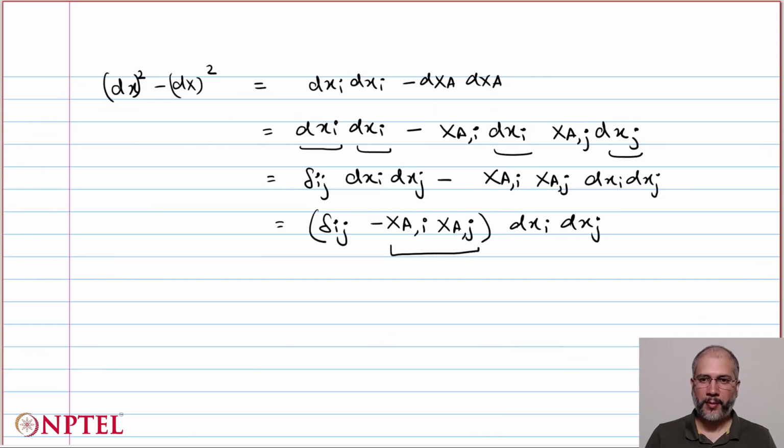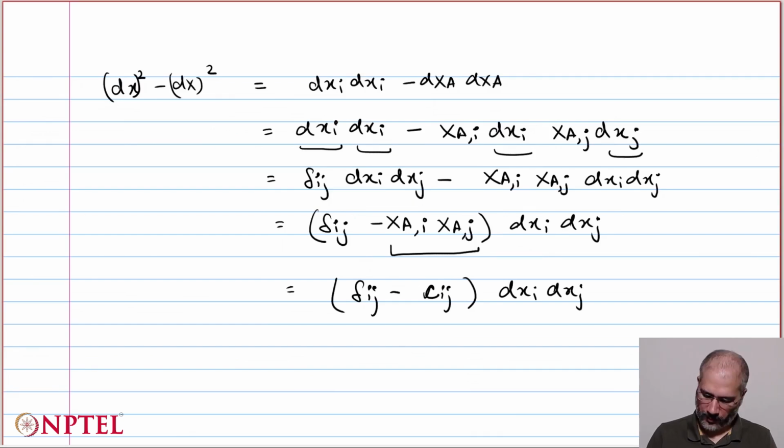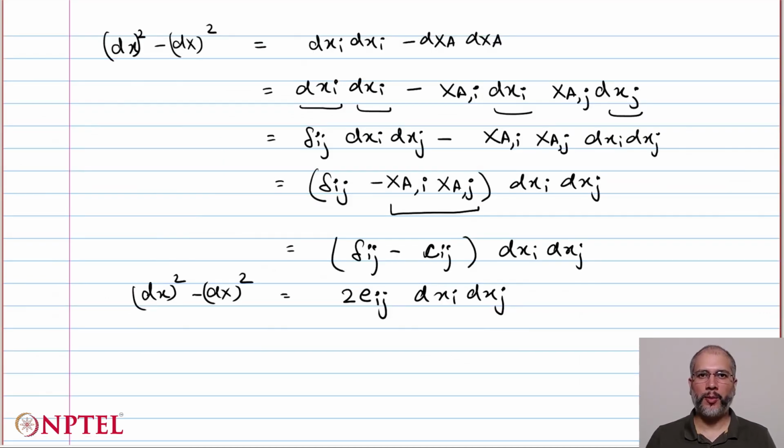so this quantity here, we will call this small c_ij, and this delta minus small c, we will call this twice of small e_ij, and then we have dx_i dx_j. So things are very analogous to what we had done earlier, except that we have a delta minus c instead of a c minus delta, and we are using lowercase symbols because we are doing everything in terms of small x_i's.